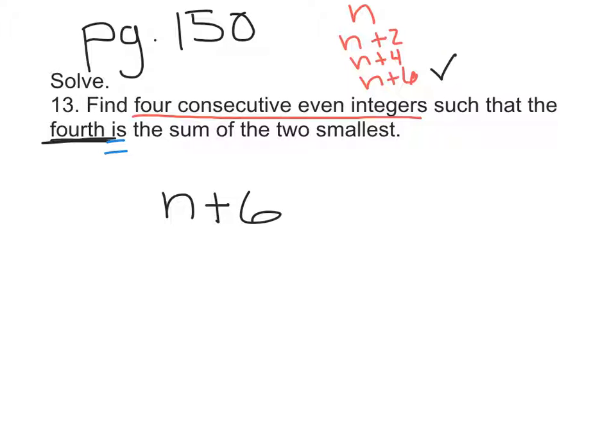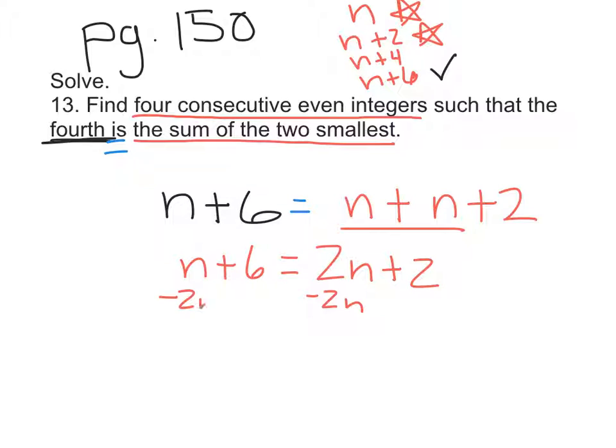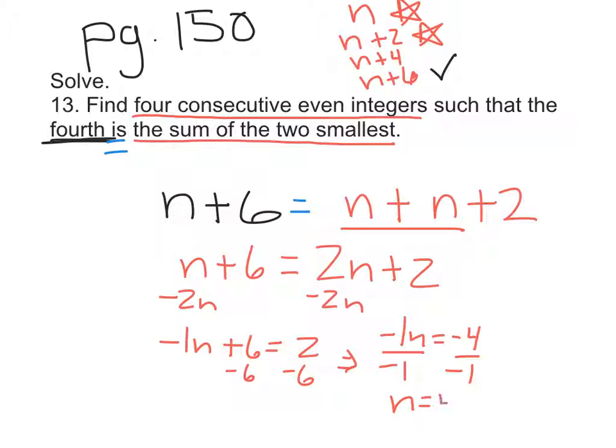The word is means equal. The sum of the two smallest. Up here, these are the two smallest. So when it says the sum of those, I'm going to add those together. Now, I just need to solve this, so I'm going to combine like terms, n plus 6 equals 2n plus 2. I'm going to subtract the 2n, subtract the 2n. I get negative 1n plus 6 equals 2, minus the 6, minus the 6. And I get, from that step, negative 1 equals negative 4. Divide by the negative 1, divide by the negative 1, and n is 4.